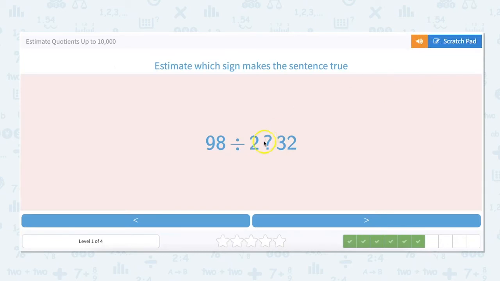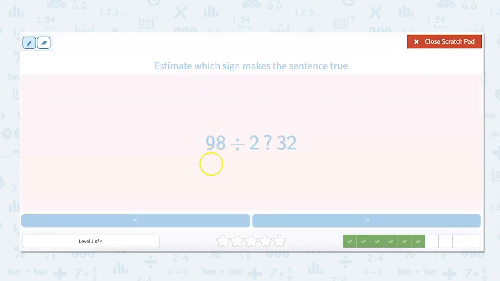All right, so now it's getting a little bit trickier because 32 is a kind of big number, so we'll do the math on this one. So 98 divided by 2 is greater than or less than 32. So 98 rounds up to 100. 100 divided by 2 equals 50, and 50 is greater than 32.